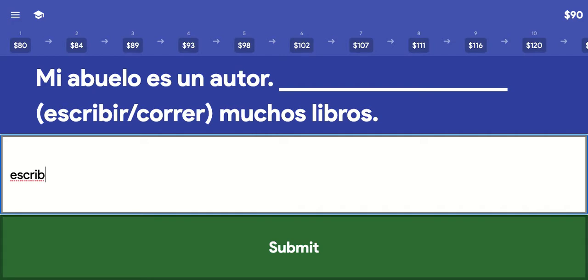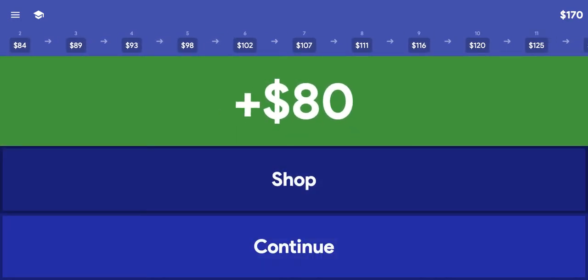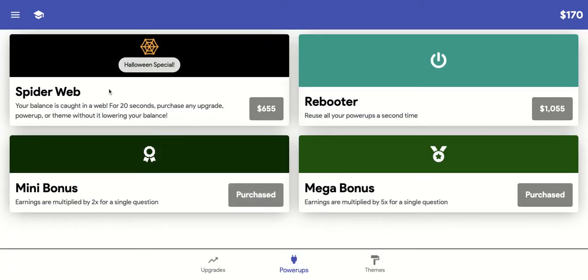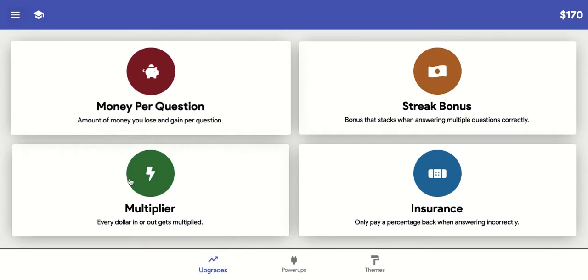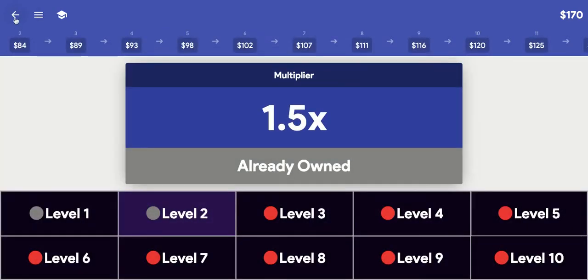Then what I want to do is add in the ending that goes with he, and that would be E. You guessed it, escribe. So I'm going to go ahead and click submit, and I got $80. I'm going to continue to check the shop and see if I can upgrade. Chances are I can't, so I'll probably go back and answer some more questions to see if I can upgrade to the next level, but it might take me a while.